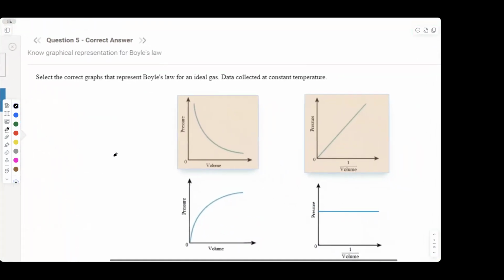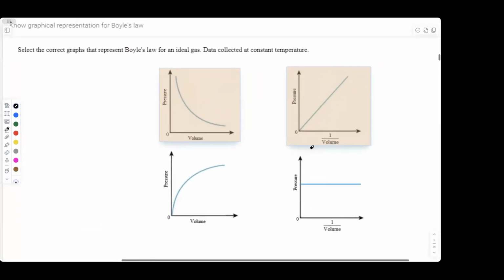Select the graph that represents Boyle's law for an ideal gas. For an ideal gas, are the pressure and the volume directly or inversely proportional? They are inversely proportional. If you plot pressure against volume, the curve will look like that. If you plot pressure against 1 over volume, it will give you a linear curve. You cannot choose this one, because it means that when the volume increases, the pressure increases, which is wrong. And this means that when the pressure increases, the volume is the same, which is also wrong.